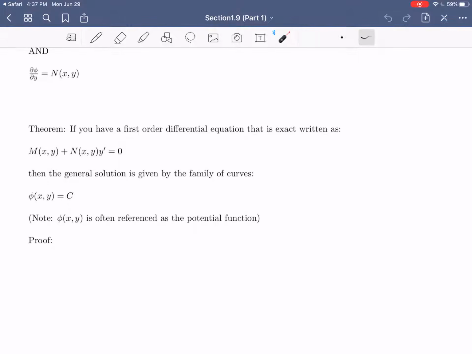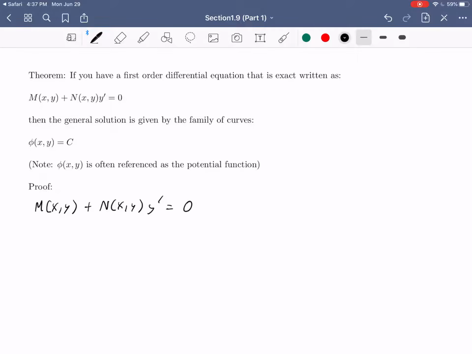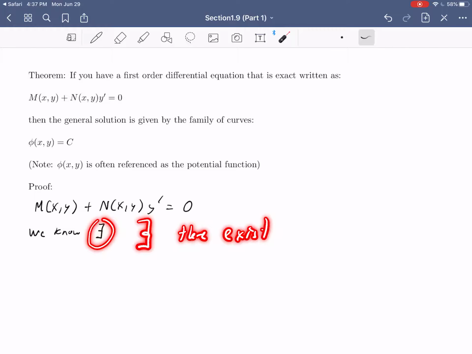This proof is pretty direct. What we're going to do is say, okay, since it is exact, we can make this sort of assumption. So we have got our differential equation here, and we know it's in this format. Since we know that it's exact, we also know there exists, so that backwards E there just means there exists, just as a little bit of shorthand.